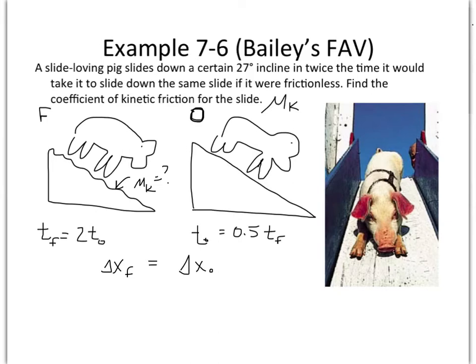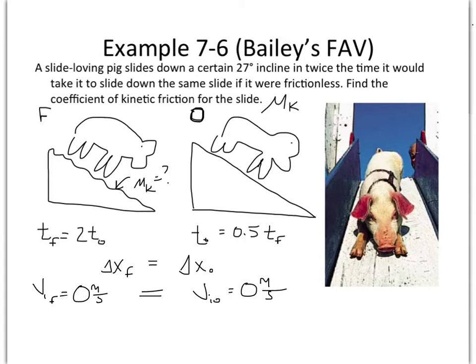We can also say that they both have the same initial velocity, starting from rest. When you're at the top of a slide, you start from rest, don't you? So the initial velocity with friction equals 0 meters per second. And initial velocity without friction is also 0 meters per second. These are some assumptions that we can make. By the way, both of these are equal to 0.